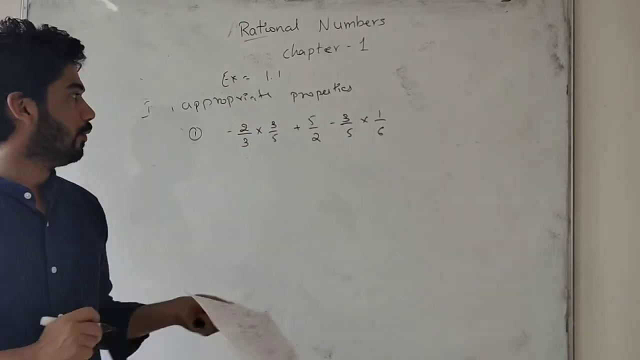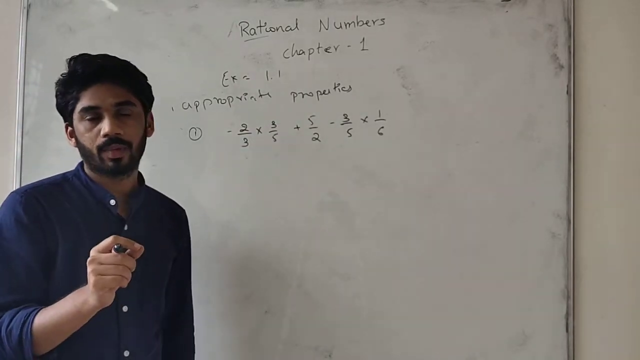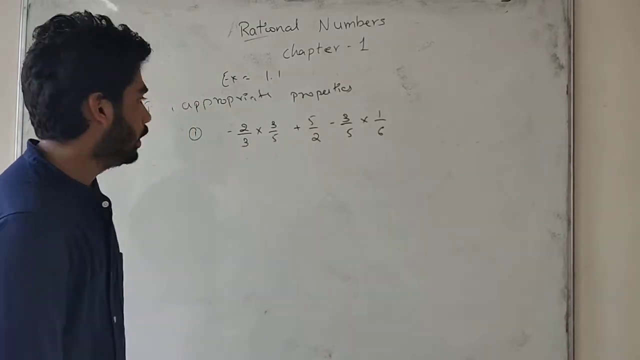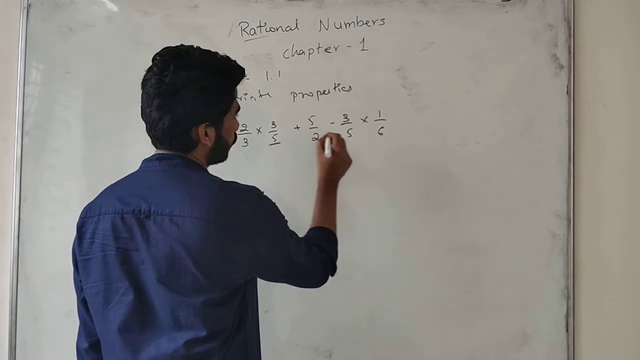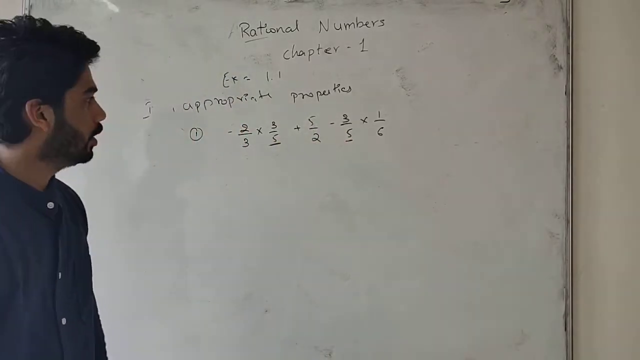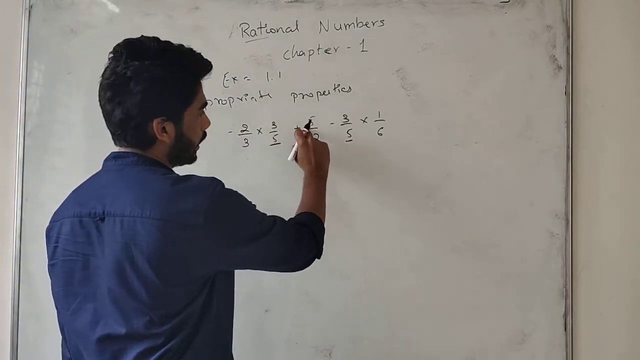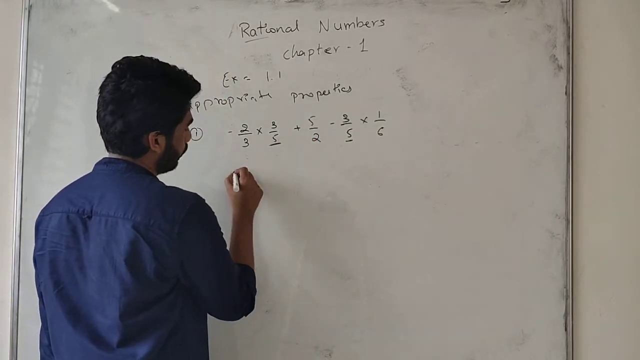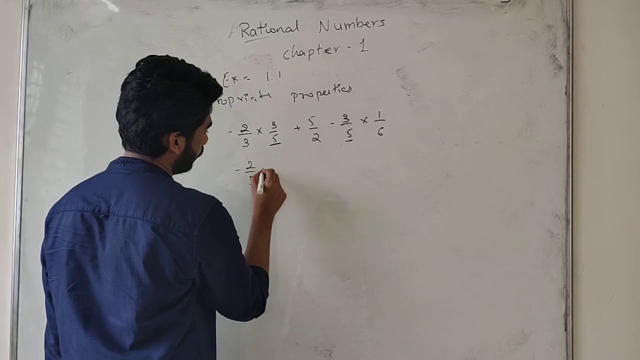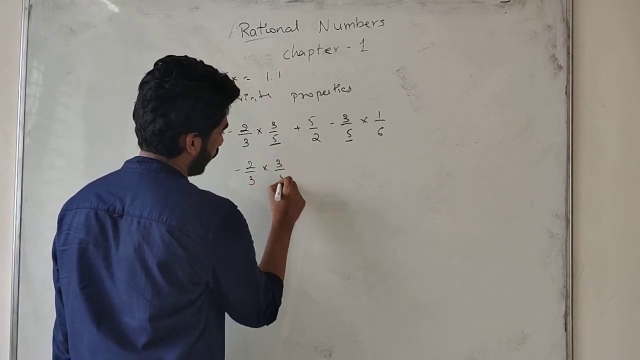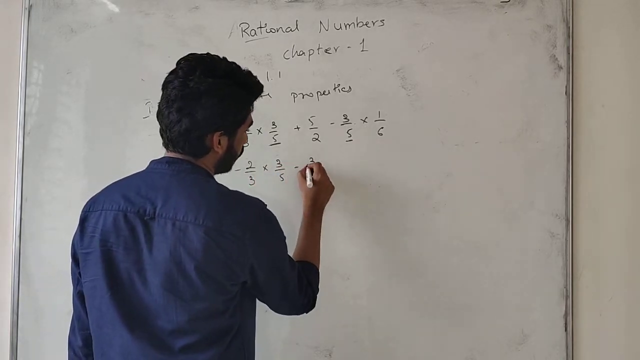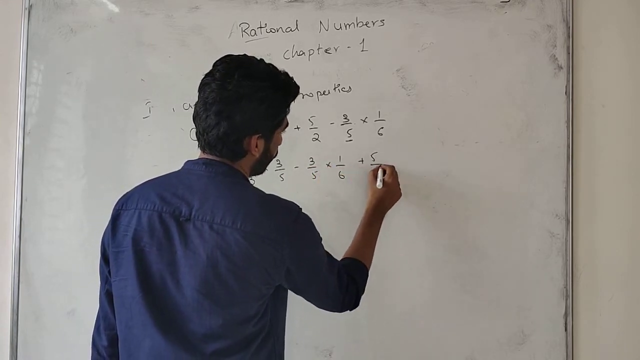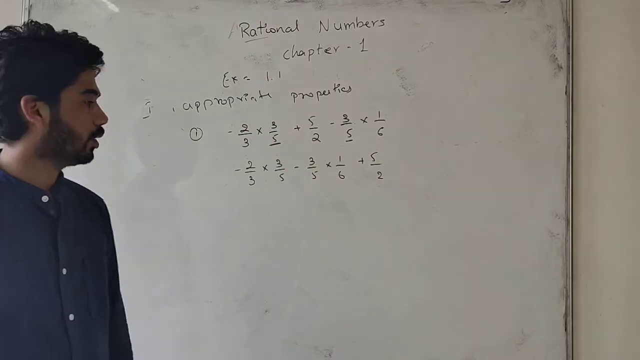First, we have to find the common term here. There is a common term of 3 by 5 and 3 by 5. So bring this side, and put 5 by 2 last. So you must write it as minus 2 by 3 into 3 by 5, bring this side minus 3 by 5 into 1 by 6 plus 5 by 2. Okay friends, got it.